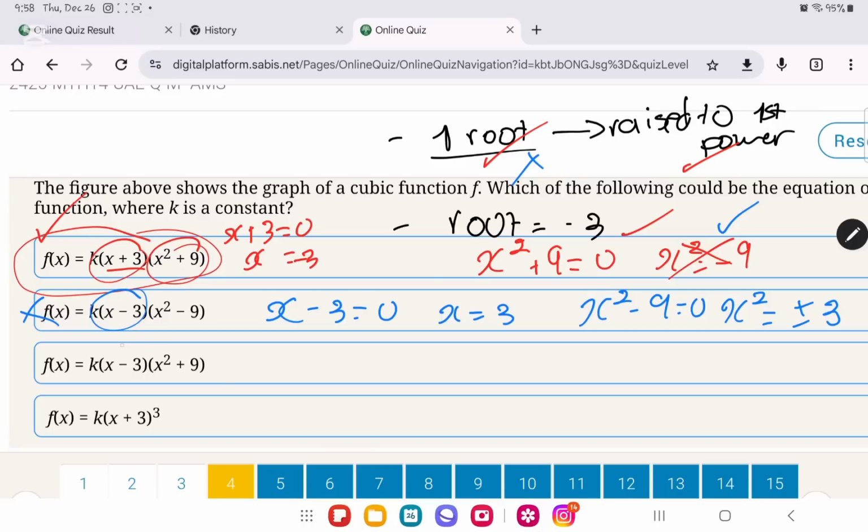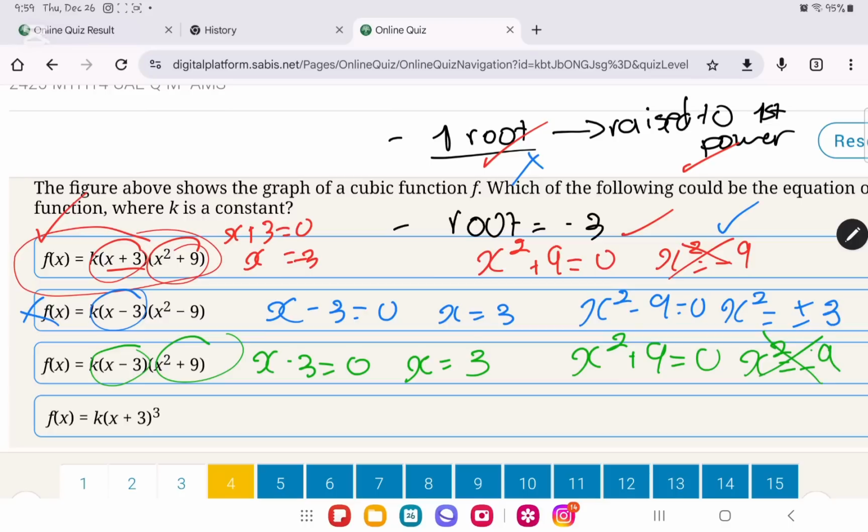Moving on to the third one, we have x minus 3. So again, x minus 3 is equal to 0, x is equal to 3. But then x squared plus 9 is equal to 0, x squared is equal to -9. This is impossible, so it does not fulfill any of these conditions, so it is not possible. Now, the last and final one is x plus 3 is equal to 0, so x is equal to -3. It fulfills this condition, but it is not raised to the first power, it's raised to the third power.